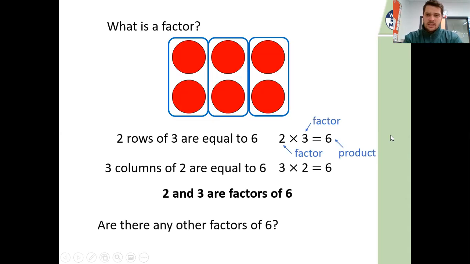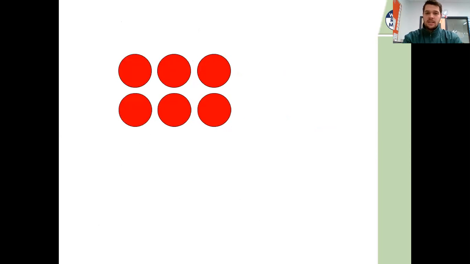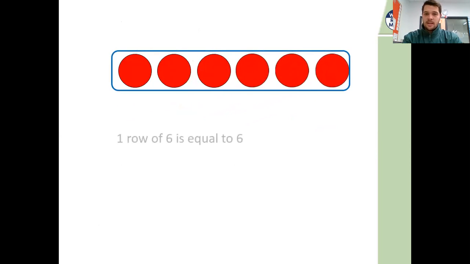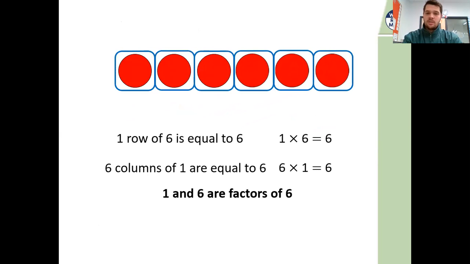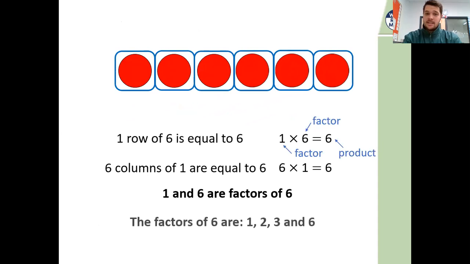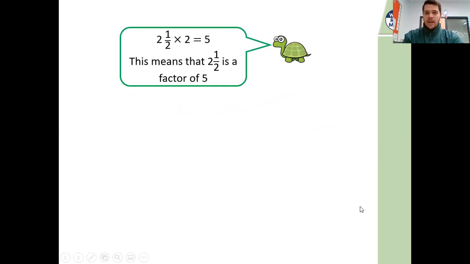Are there any other factors of 6? Have a think. My 1 times table gets there. 1, 2, 3, 4, 5, 6. My 6 times table, 6. So the factors of 6 are 1, 2, 3, and 6. Okay, so any times table that can reach that main number there.